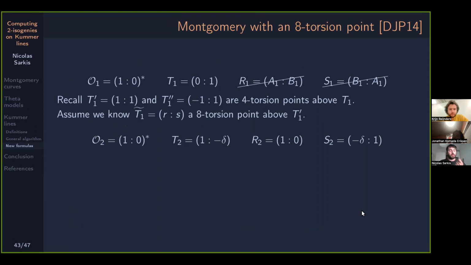And the last thing is formulas that were known by DeFeo, Rao, and Pleu. If you don't have the extra 2 torsion on the Montgomery curve, so you only have O1 and T1, you already know 4 torsion above T1, and assume you know 8 torsion above T1 dash, for instance. So this is T1 tilde. You can get another Montgomery model O2.